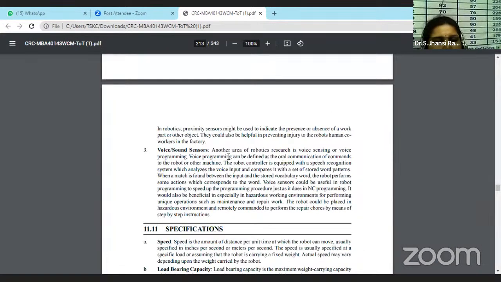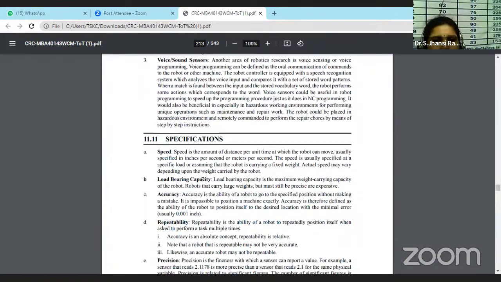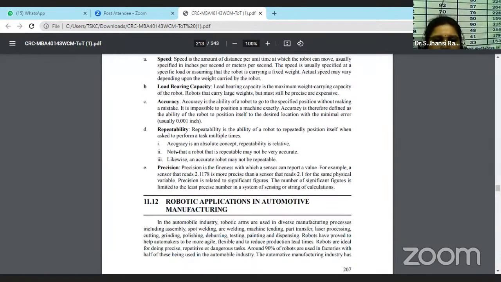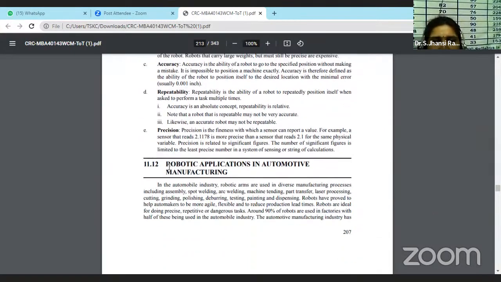Next, we have voice or sound sensors. In order to take instructions, voice or hearing sensors are installed. Now we have certain specifications like speed, load bearing capacity, accuracy, repeatability, and precision.